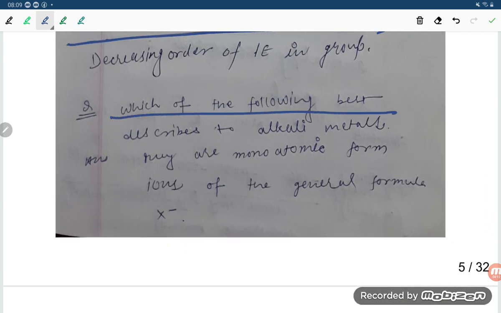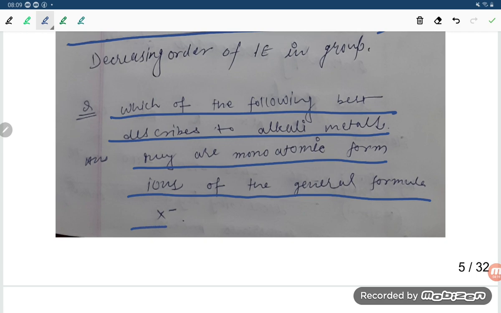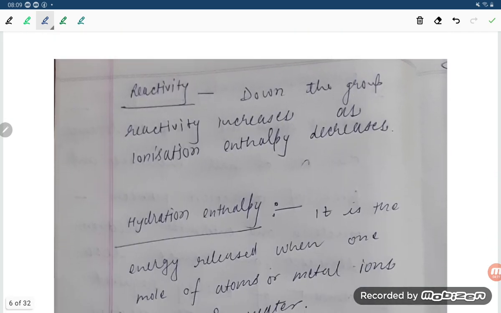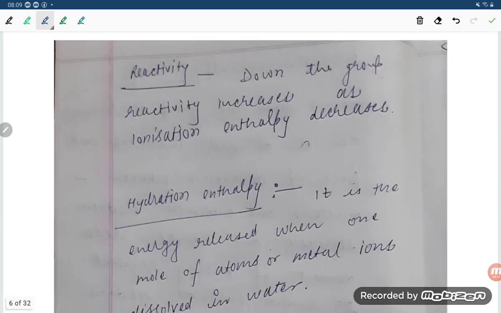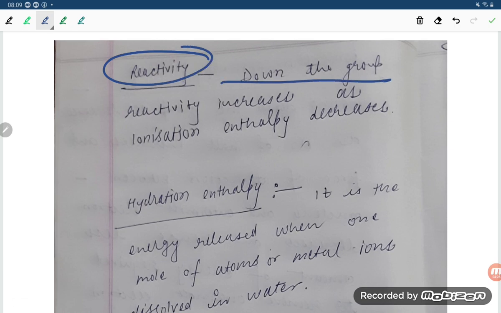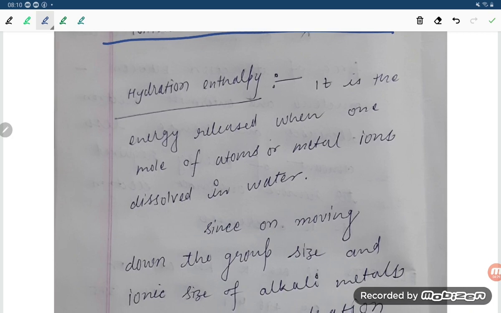Which of the following best describes alkali metals? They form monoatomic ions of the general formula X minus. Reactivity: down the group, reactivity increases as ionization enthalpy decreases.